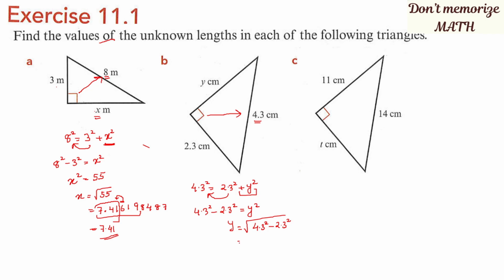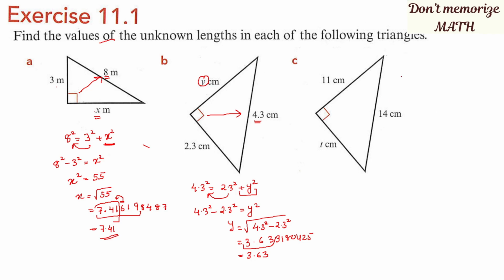I will write the answer: 3.633180425. So round and write it in 3 significant figures, you will get 3.63. Okay, so y is 3.63. So this side will become 3.63 centimeter.